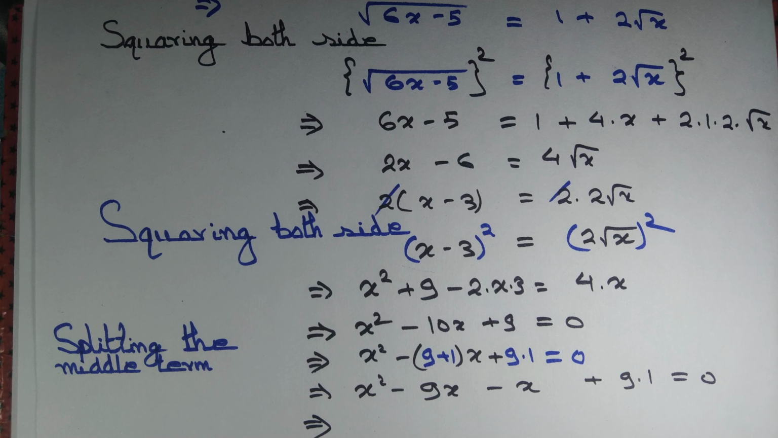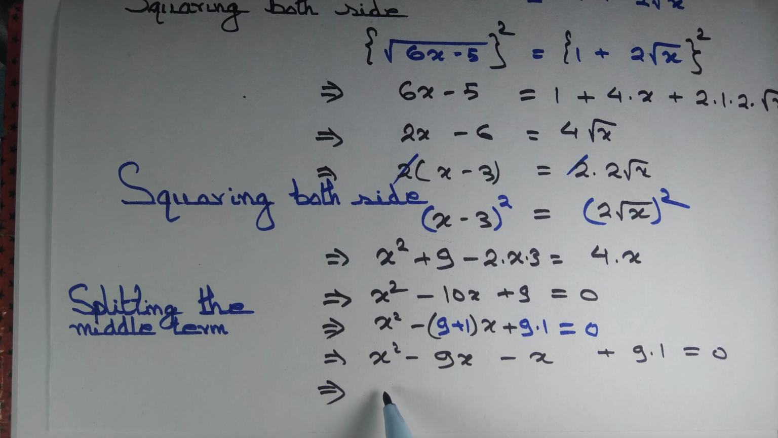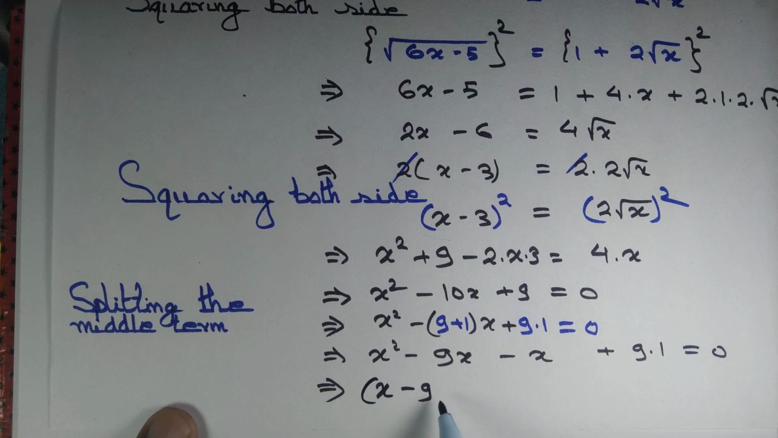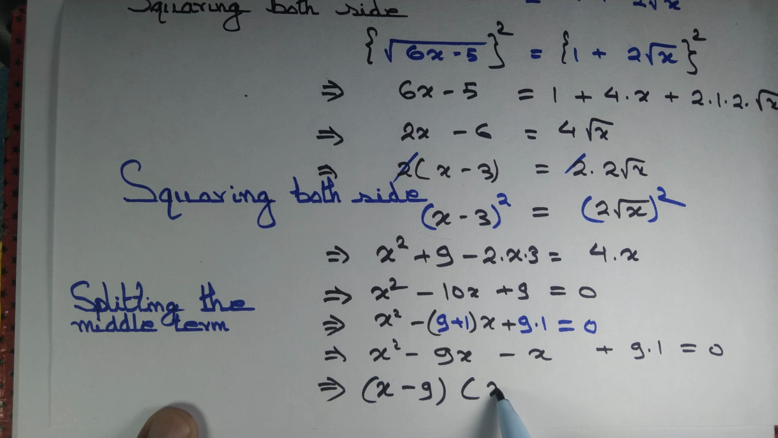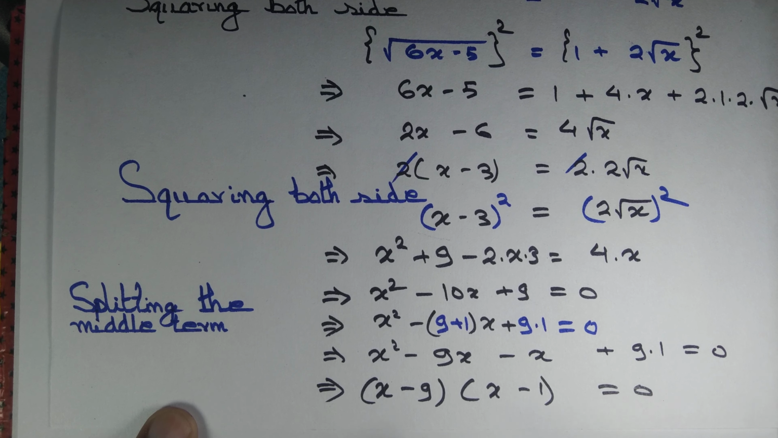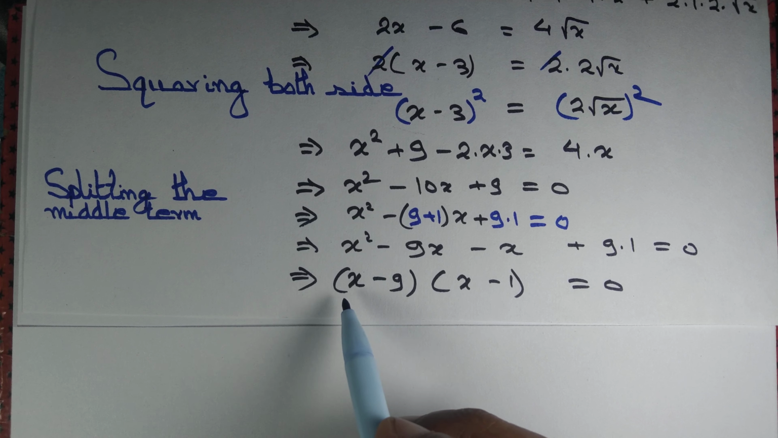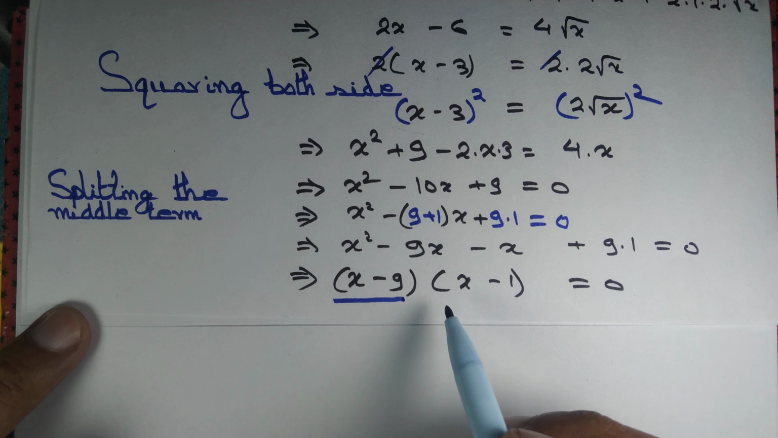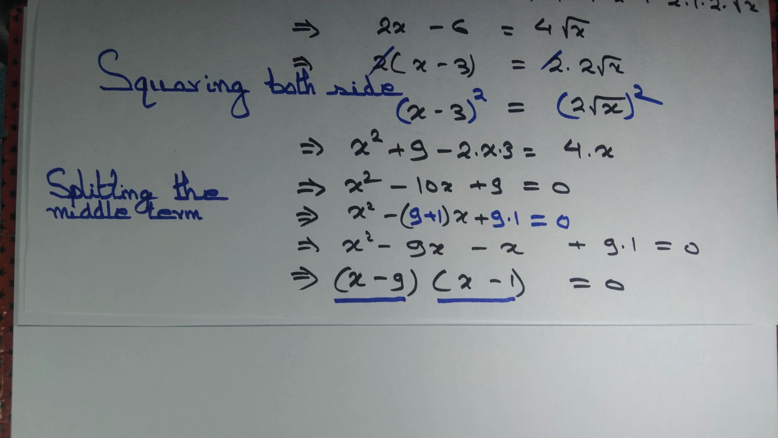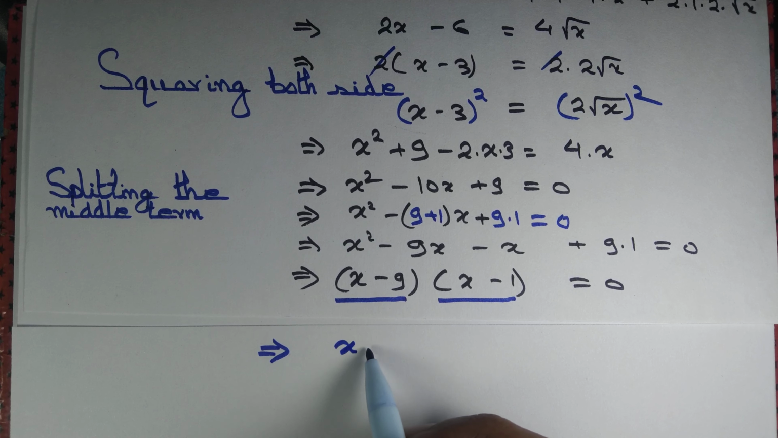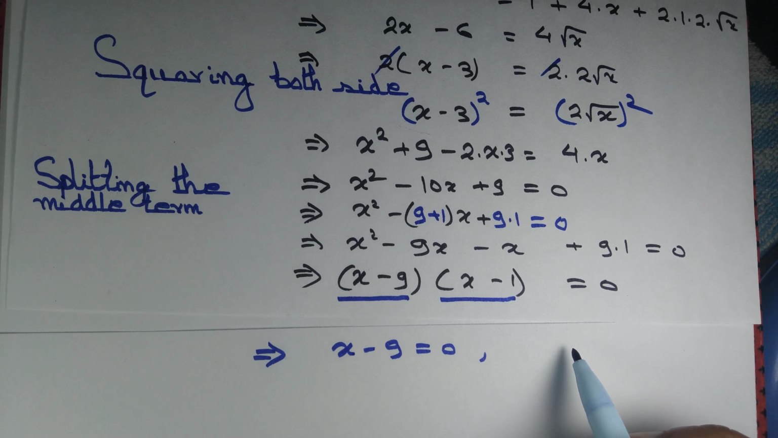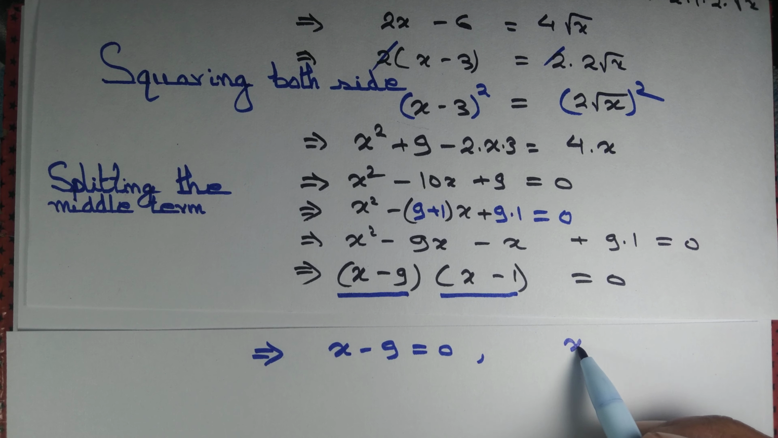We take x common, and when we do so, we will be left out with x minus 9. We take minus 1 common, we will be left out with x minus 9. So product of two numbers equal to 0, then we are saying that one of them has to be equal to 0. Once again, if product of two numbers equal to 0, then either this one is 0 or that one is 0. That's definitely true. Both cannot be non-zero because product of non-zero numbers is not equal to 0.